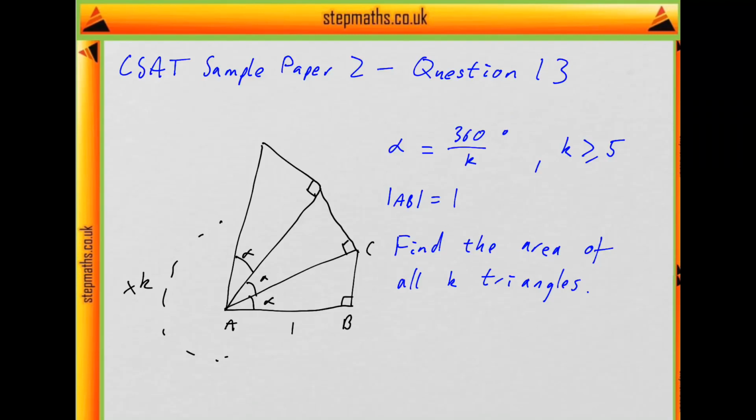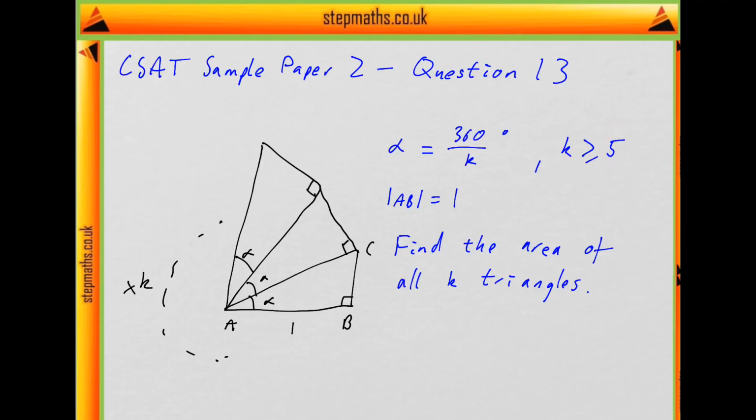This is question 13 from the second CSAT sample paper. Here we're told we have K triangles which are all right angled and all have this angle 360 over K, and this angle is A, the right angle is at B, the other point is C.